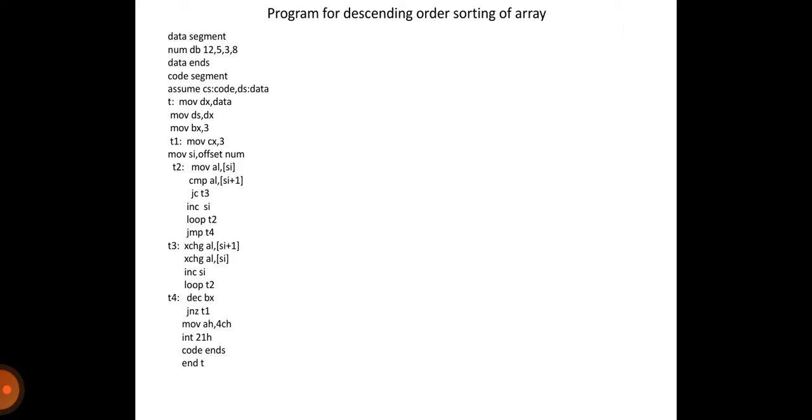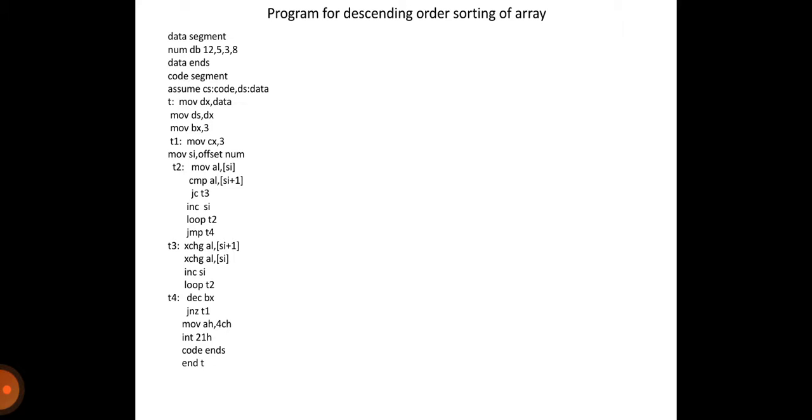And if the carry flag is equal to 1, if the carry flag got set, if the carry flag got the value 1, then the current element is less than the next element, that is not required, so we have to exchange those elements. So we need to just modify one instruction.